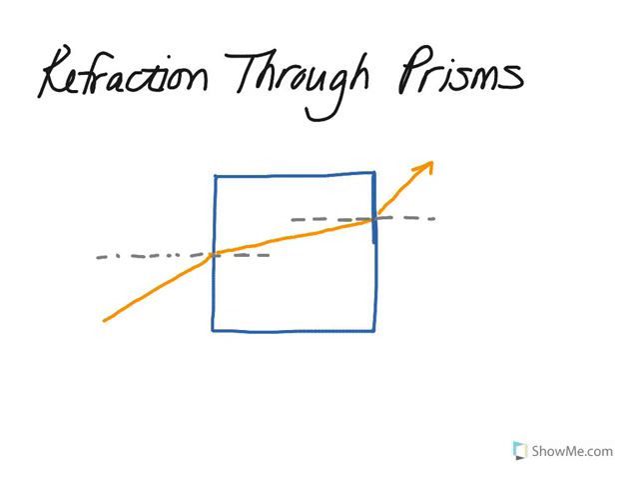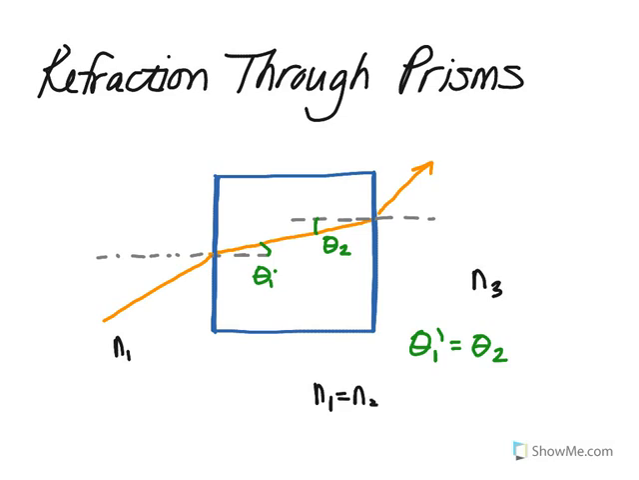And we know that because these two interfaces are parallel to each other, these internal angles, theta 1 prime and theta 2, are equal to each other. Also, because the glass is surrounded by air, and N1 is equal to N3, we could also say that theta 1 is equal to theta 2 prime.